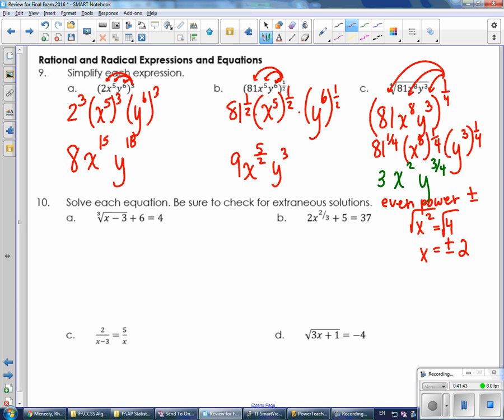In letter A, it's the cube root of x minus 3, so that's not an even root. But if I take a look, or I'm sorry, an even power. If I take a look at letter B, x is being raised to the 2/3. The number on top corresponds to the power. And since that's even, I need to remember when I solve to include both roots in my answer. Letter C is a rational function, which I'm going to solve a little bit differently. In letter D, this is the square root.